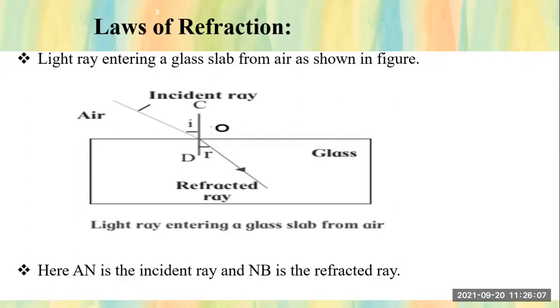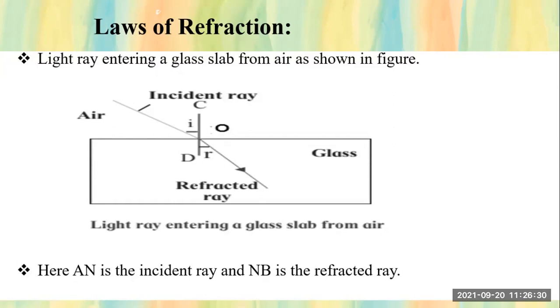Now you can easily tell me, what is the rarer medium here? Air is the rarer medium. What is the denser medium here? Glass is the denser medium, right? And when light travels from a rarer medium to a denser medium, there will be a change in the direction of light. See, the light ray enters a glass slab from air, as shown in the figure.